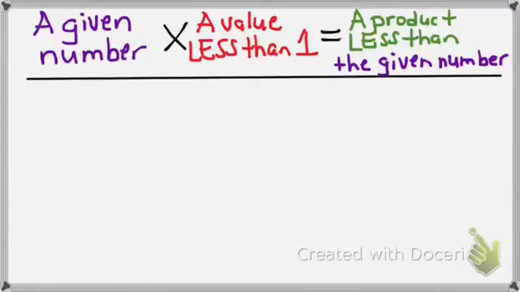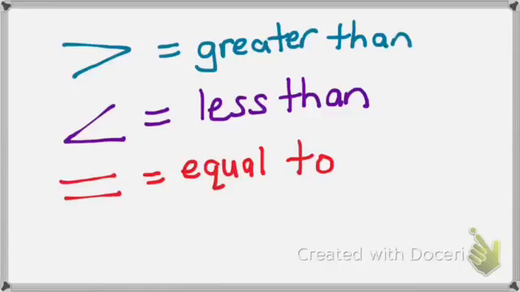Our third fraction hint says a given number times a value less than 1 will give us a product that's less than the given number. Note to remember here are our comparison signs. Our sign right here, greater than, where the mouth opening comes first, equals greater than. The sign that looks like a slanted L means less than. And of course our equal to sign means equal to.